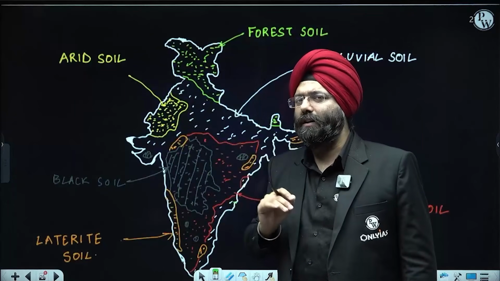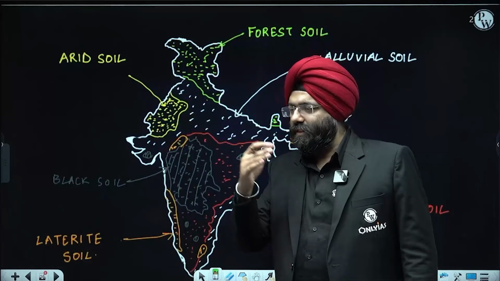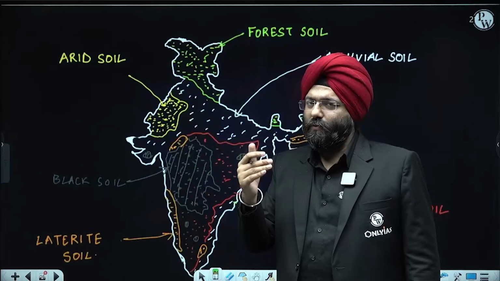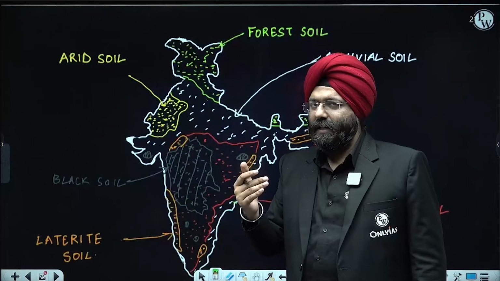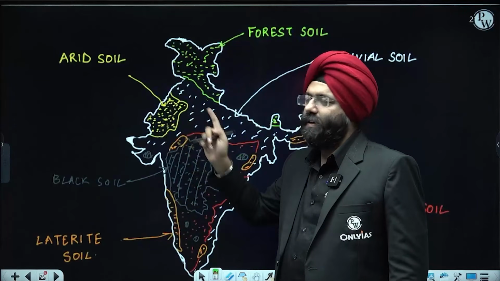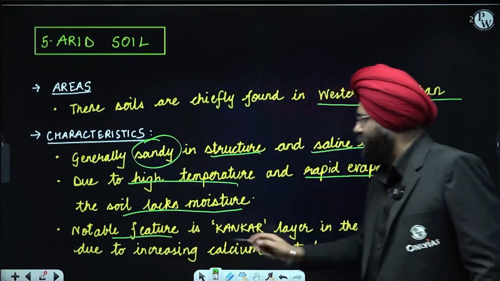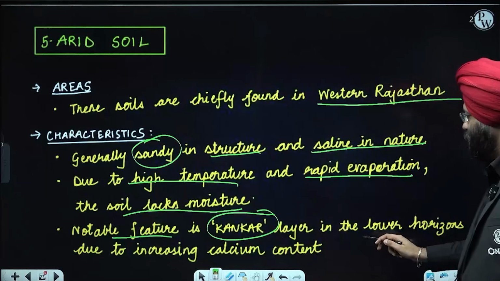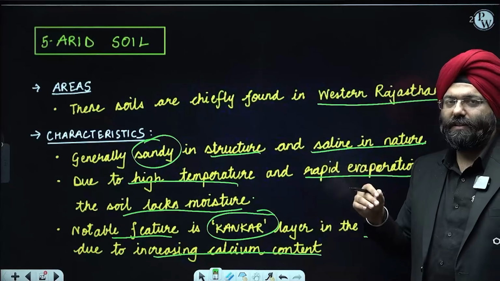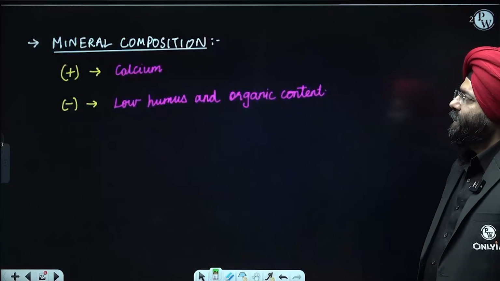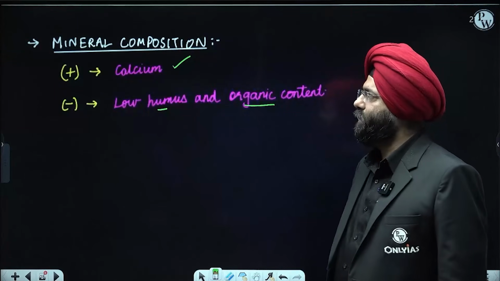And this region is also marked by very high temperature, and along with that, you realize the vegetation will also not be fruitful. You've already seen the thorn forest with respect to the vegetation chapter. So this region obviously has the arid soil. Now let's see, it lacks moisture. A notable feature is the kankar layer, in the lower horizon, due to the increasing calcium content. So again the kankar layer is present inside, which has calcium content. Mineral composition: calcium is present, with low humus and organic matter in this particular soil. Again, you should remember this.